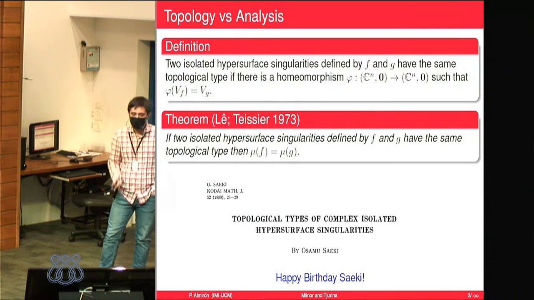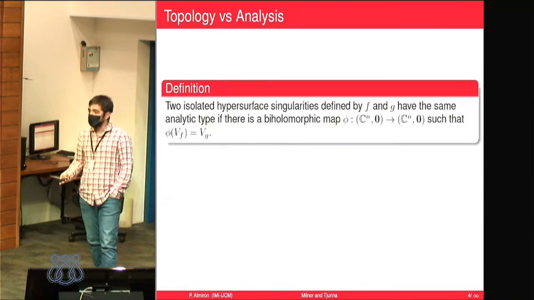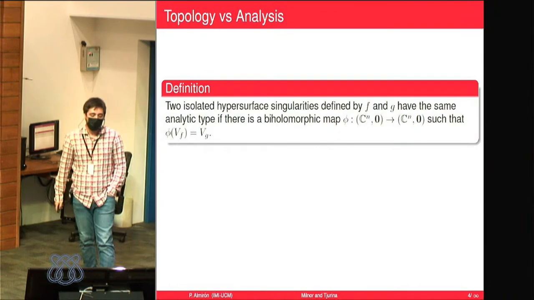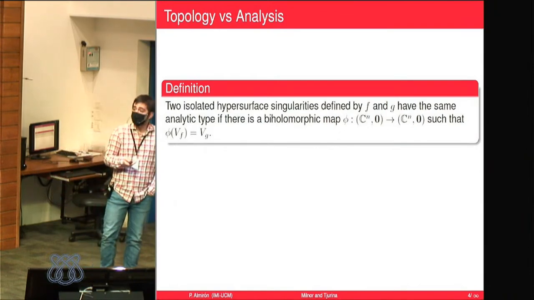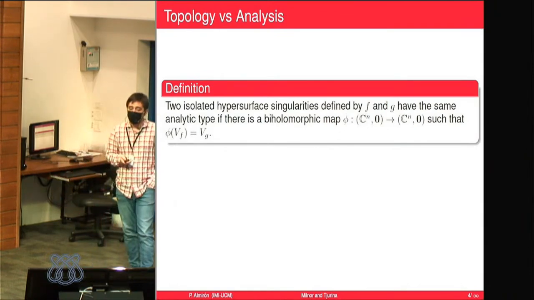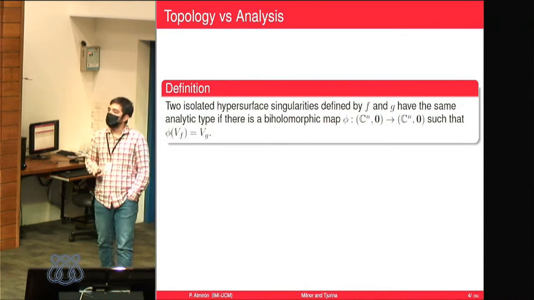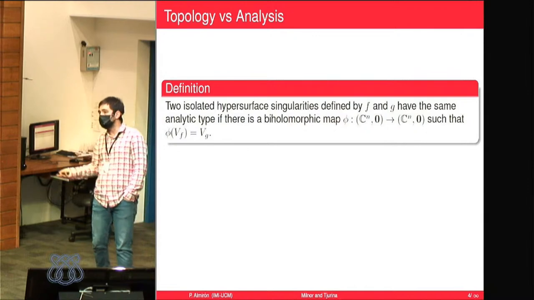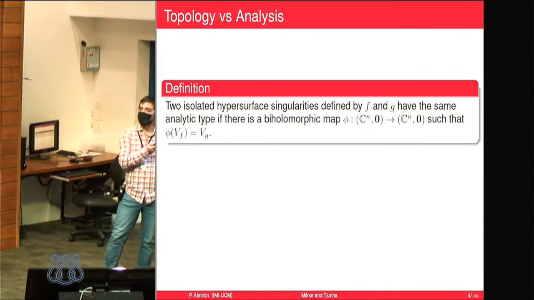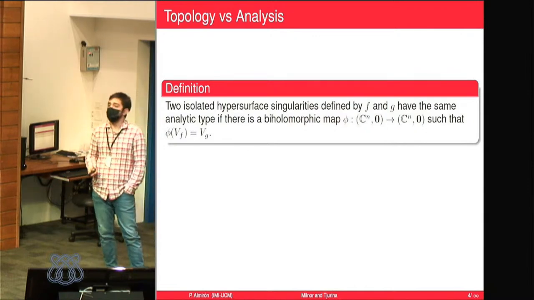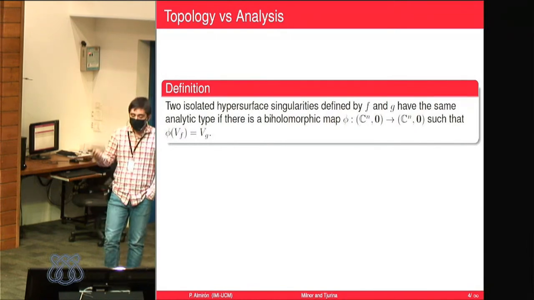And the other part is going to be the analytic part. We are going to be interested. And two isolated hypersurface singularities have the same analytic type if there is a biholomorphic map. So observe that we are substituting the homeomorphism by a biholomorphic map. So essentially, we are doing a change of coordinates. And again, the condition is the same, the set of zeros to the set of zeros.